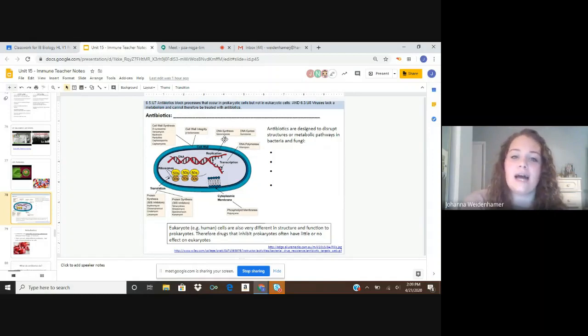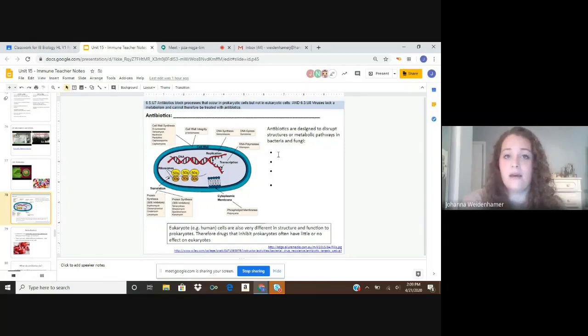So the enzymes that are being produced, the metabolic pathways that the bacteria needs to survive, are going to be hindered by antibiotics. And our last bullet is going to be protein production. So the protein production in the bacteria is going to be halted by antibiotics. And those are just a couple of things that could occur because of antibiotics having an effect on a bacteria that is infecting your body.